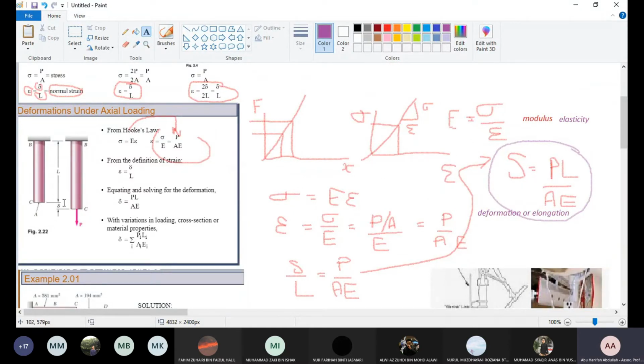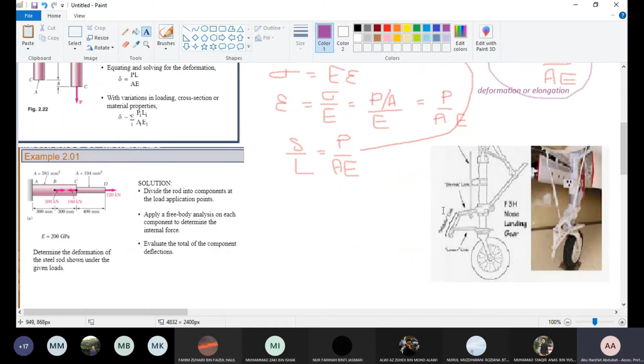If you are looking for how much this area has been stretched, then you know the force times the length over the cross-sectional area of the pipe times the modulus of elasticity. Modulus of elasticity is given in the table. For each material, there is a value for the modulus of elasticity. Any questions so far?